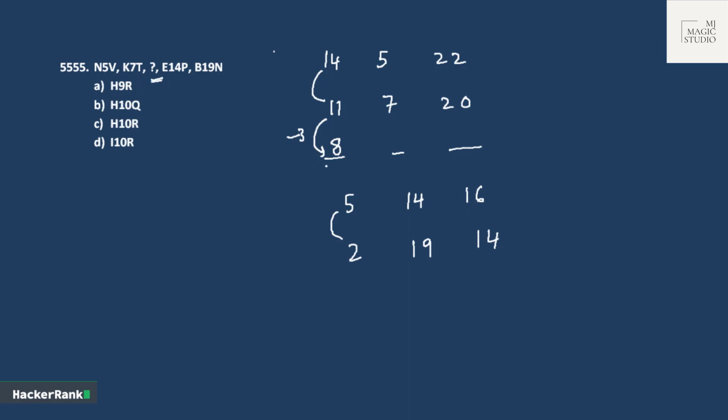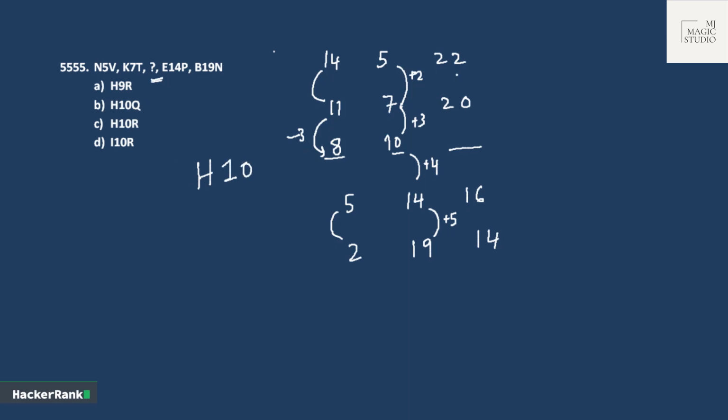Okay. 3 options are with H. You've got H. 5 plus 2, 7. Here we can see it is plus 5. So plus 2, plus 3, plus 4. Plus 2, plus 3 should be 10. And then plus 4 is 14. Bingo. It should be H10.